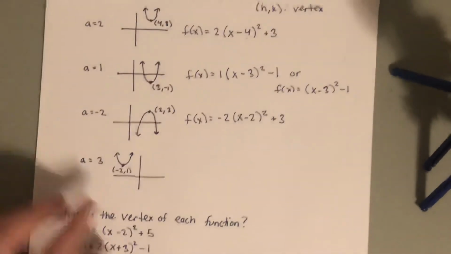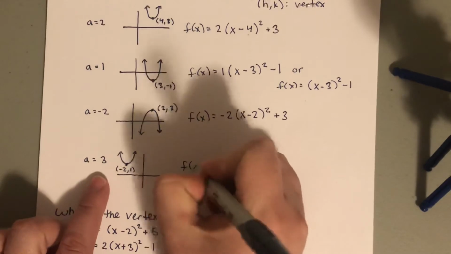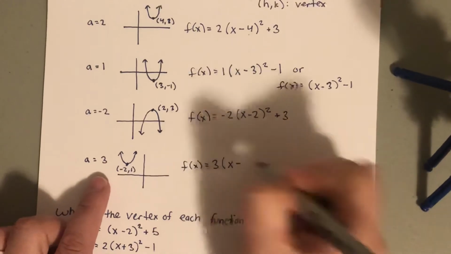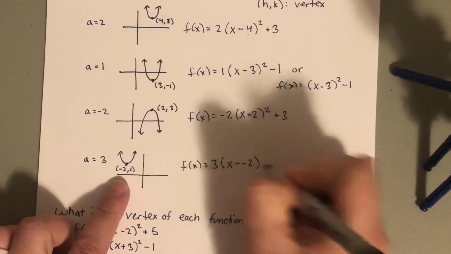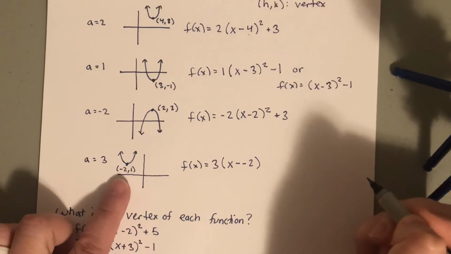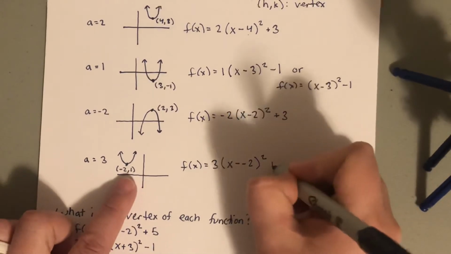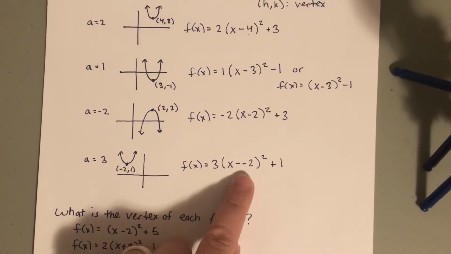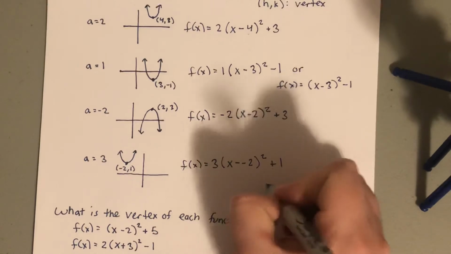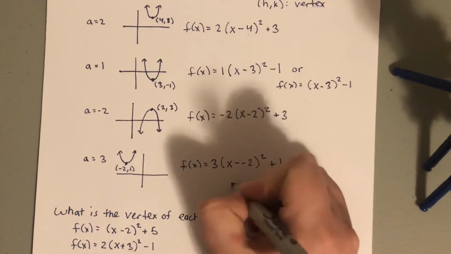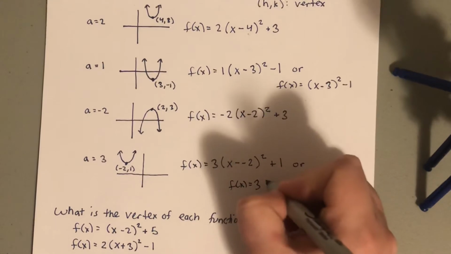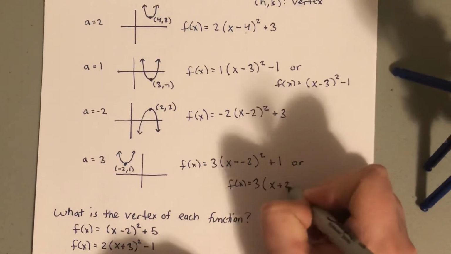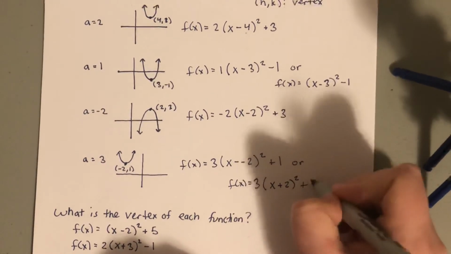Now if we look at this one, the a value is 3. So I'll write f of x equals 3. Now I'm going to write x minus the x coordinate, which is negative 2. So I actually have x minus a negative 2 squared plus 1. Now we know that if we're subtracting a negative number, that's really the same as adding. So we can also write this, and this is probably the better way to write this, as f of x equals 3, and then instead of x minus a negative 2, we'll say x plus 2 squared plus 1.